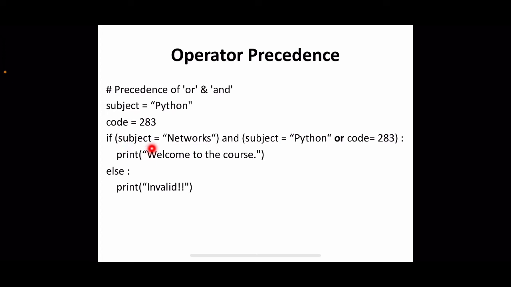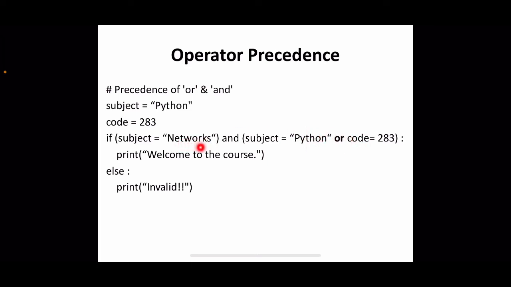Condition here is subject equal to networks and (subject equal to Python or code equal to 283). Since we are putting a parenthesis here, this is the second operand for AND, and this is the first operand for AND, right? So this should be evaluated first before applying the AND because it is in parentheses. So this will be evaluated first: subject equal to Python or code equal to 283. That is true, right?